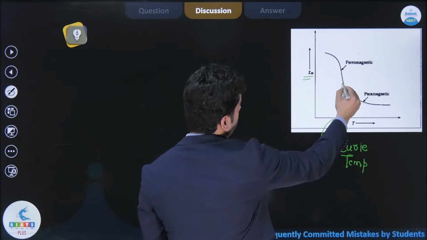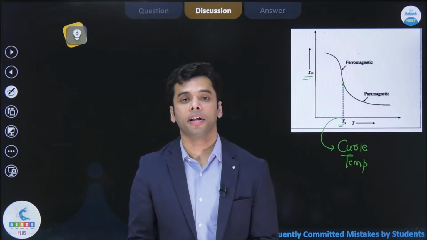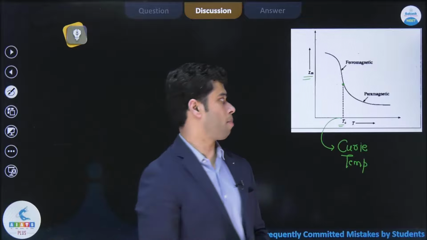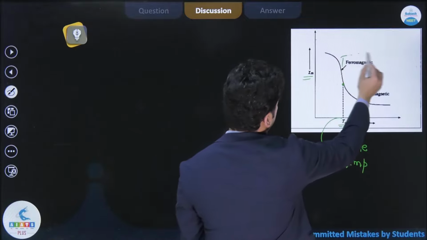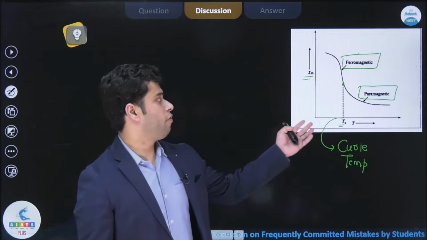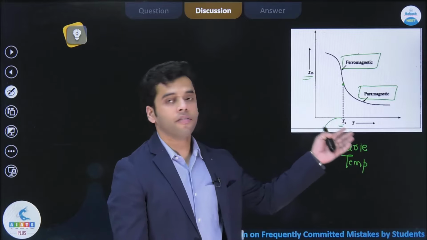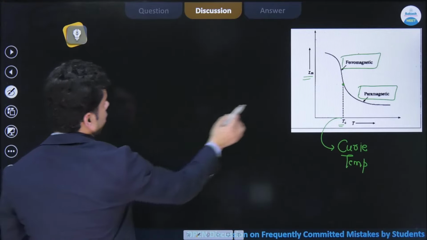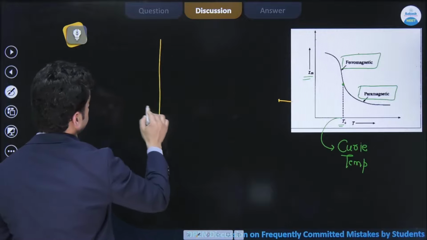This is the point. So before the Curie temperature the material behaves as ferromagnetic, and beyond the Curie temperature the material behaves as paramagnetic. So this is the region which is ferromagnetic, this is the region which is paramagnetic. And this is the variation of susceptibility for a ferromagnetic substance. From this variation I can draw the variation for the paramagnetic substance. The paramagnetic variation will be something like this.